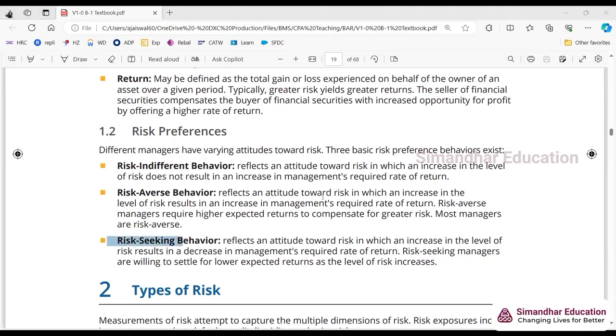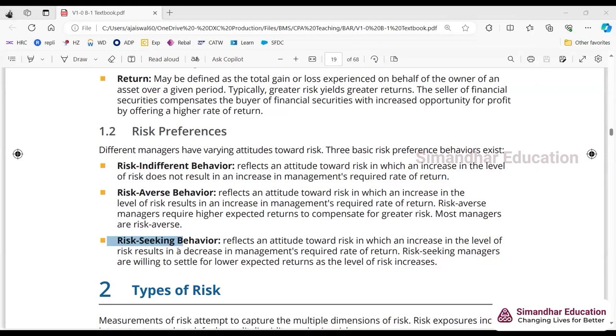Yes or no question. If you are finding it too difficult to write 3 letters or 2 letters, you can write 1 letter also, Y or N. Okay, so this is illogical, it will not happen. But just to explain the concept to you, what it means about a risk seeking behavior.